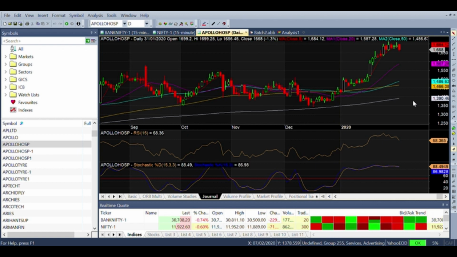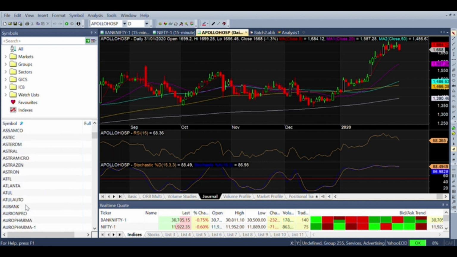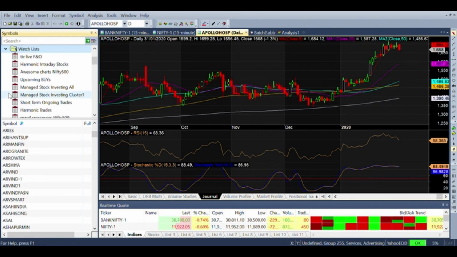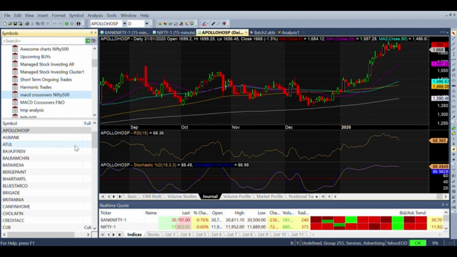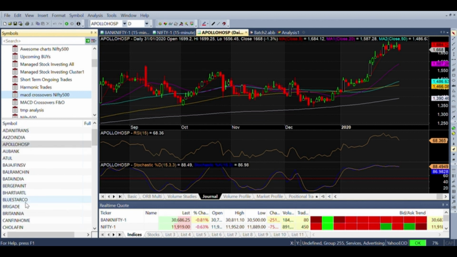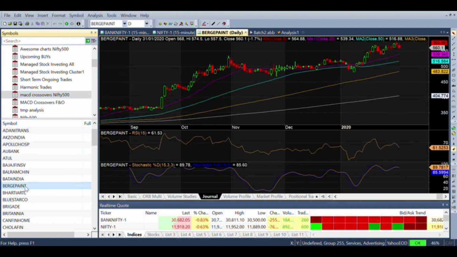Okay, just last example, one more stock. Let's pick up, and then I think we will go to a trading process. Let me pick another example. I'm just searching my list. Okay, here I should have Berger Paint. Let's see.